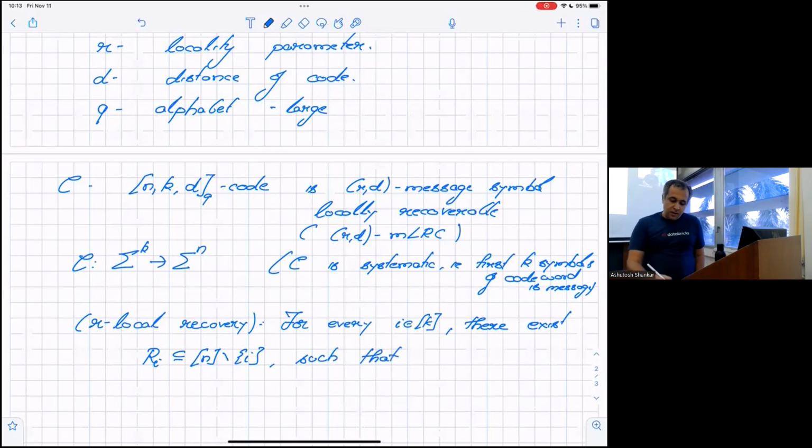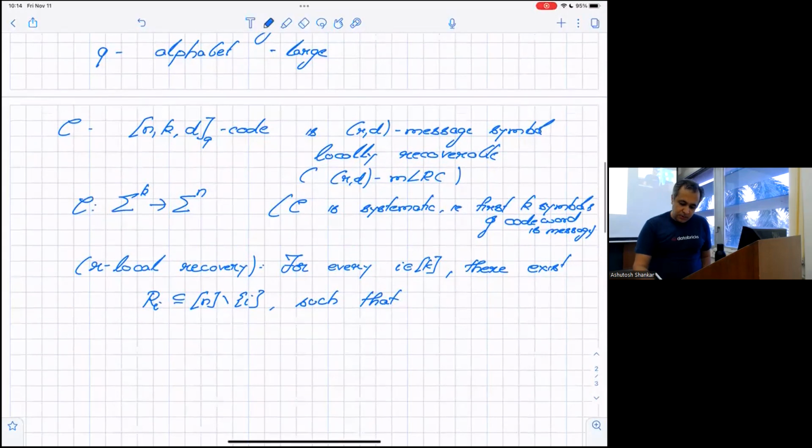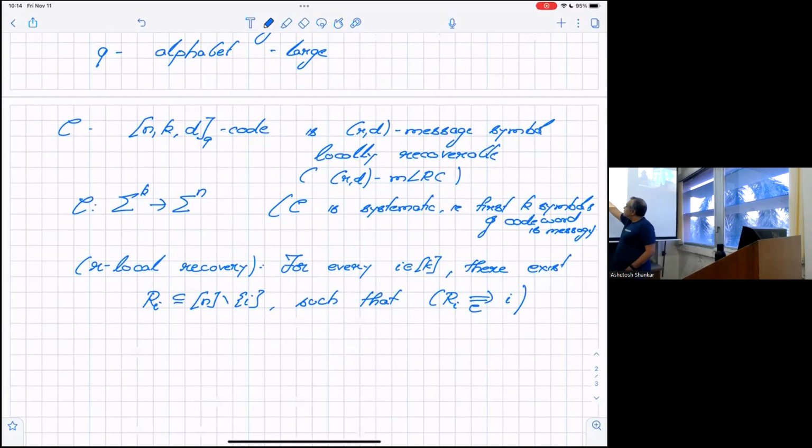I'm going to write it in short, such that C of Ri implies i. What do I mean by it? If I see what is written in Ri and there are no corruptions in it, from that I can recover the i location. How you do it, I don't care.